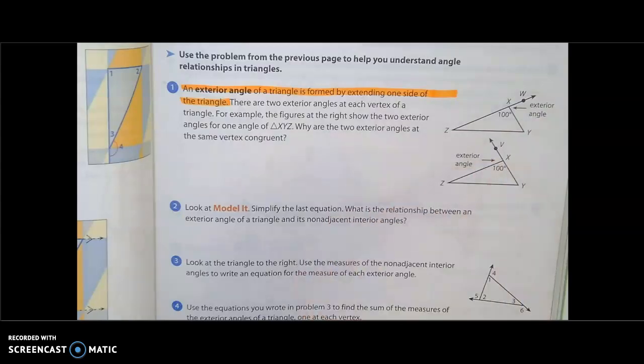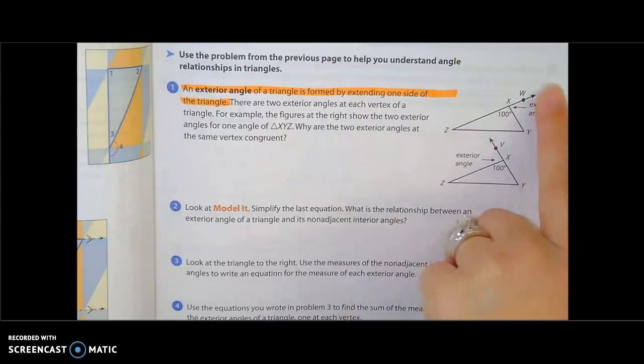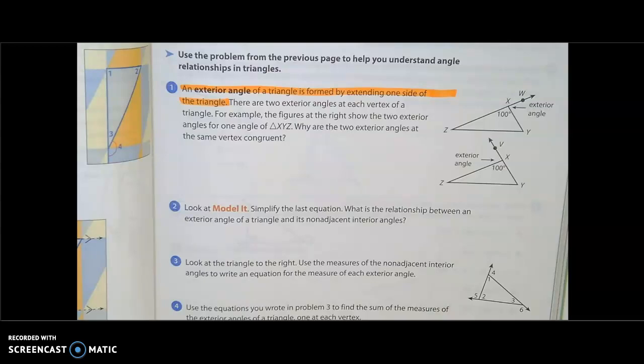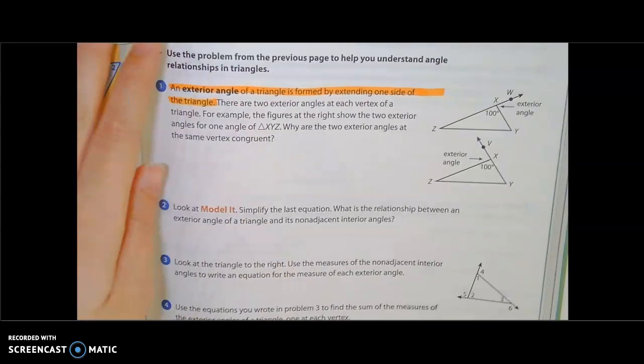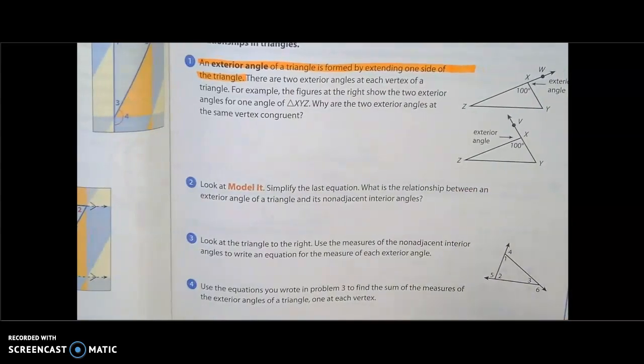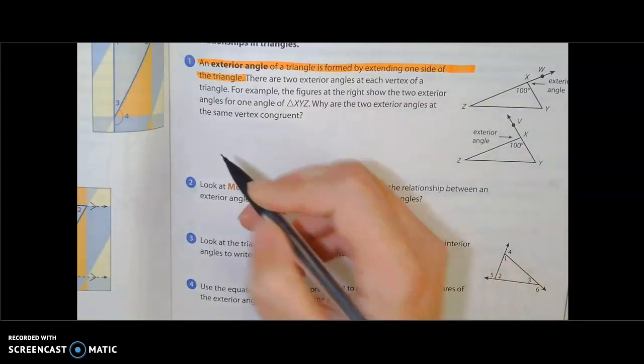So here we have our two triangles, right? Here we extended segment ZX, and here we extended segment YX. And it is claiming that both of these exterior angles have to be equal. Why? Well, they're both a linear pair with the 100-degree angle. Both exterior angles are supplementary with the 100 degrees. Therefore, they have to be the same.